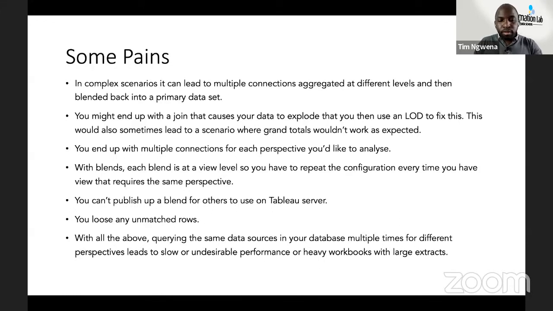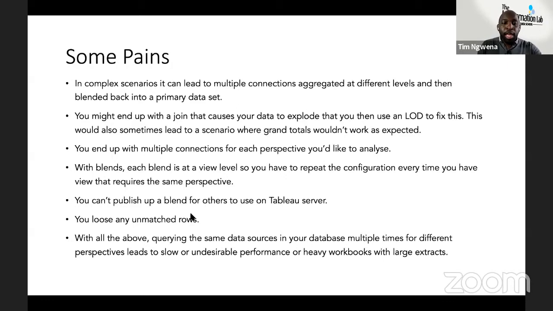Okay. A big one here is you lose any unmatched rows. That's pretty obvious with the way joins work. And then with all the above, you have performance issues where you're querying multiple data sets. If you do a performance recording on some really nasty, big multi-connection workbooks, you can see the impact it has on the workbook, but also sometimes on the database if you're dealing with very large data sets and you can't possibly create an extract. So it led to some undesirable performance and heavy workbooks in some cases.